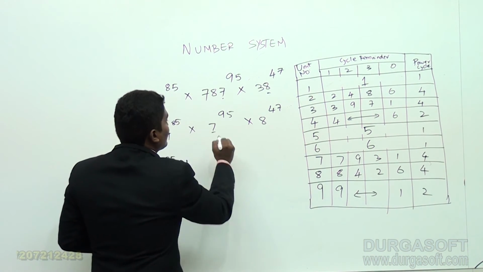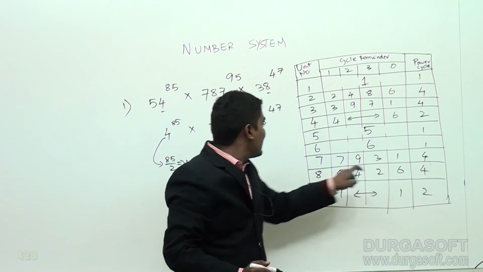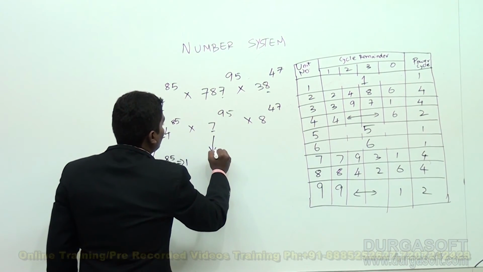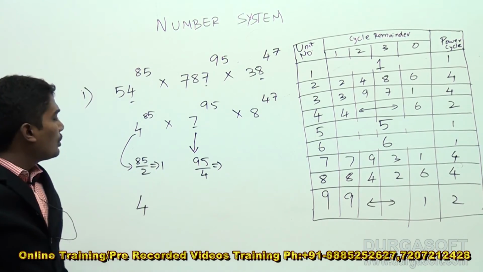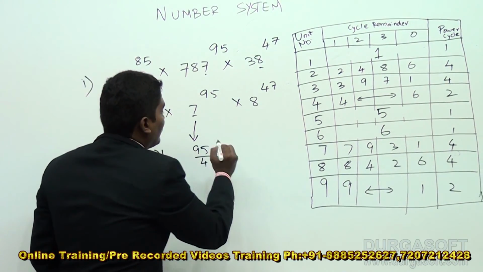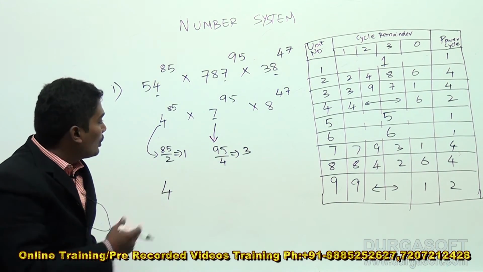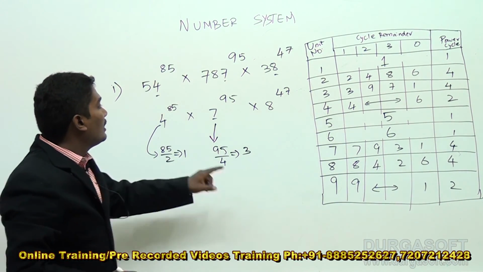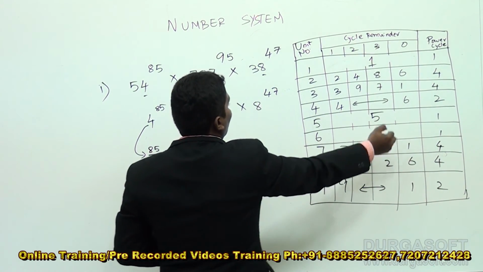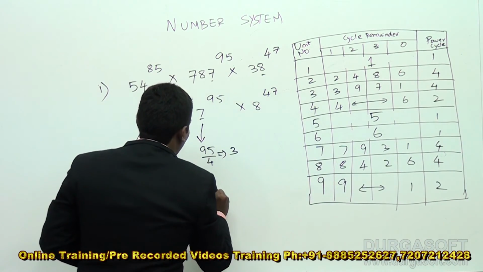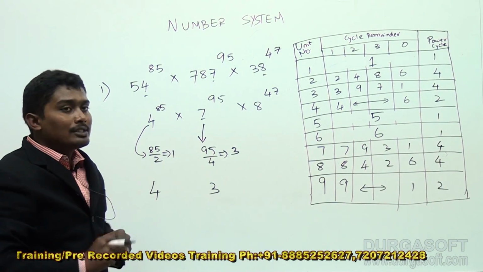Next, for 7, the power cycle is 4, which means I have to divide the power by 4. So 95, I'll divide it by 4. When I divide 95 by 4, 23 times 4 is 92 and I get a remainder of 3. Now in the row of 7, if the cycle remainder is 3, the unit digit is also 3. So for 7 power 95, the corresponding unit digit is 3.